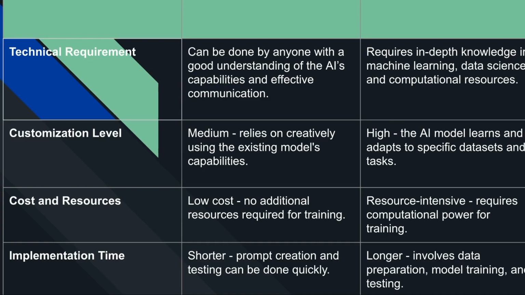Cost and resources, prompt engineering is very low cost. It doesn't require any additional computation, hardware resources, or any human effort. So the cost associated with prompt engineering is very low compared to fine tuning. Fine tuning is resource intensive. It requires computational power for training. Implementation time, prompt engineering is shorter, quicker. You just need to understand how you need to ask a question, and that's it. You can right away go ahead and write customized prompts. While fine tuning takes longer. It involves data preparation, model training, and testing, which can be a resource and time intensive process.